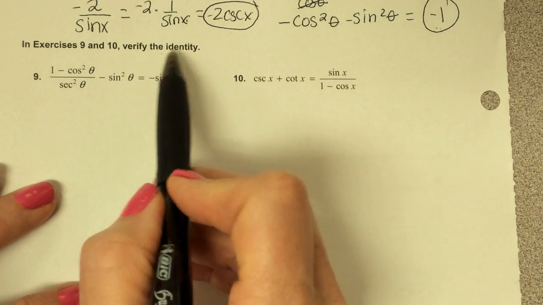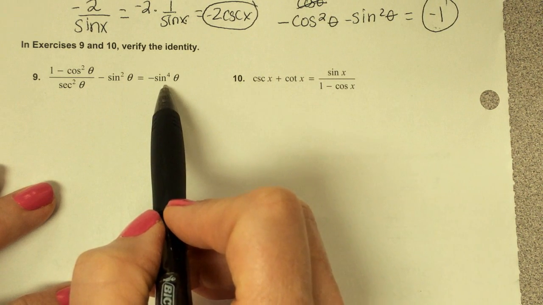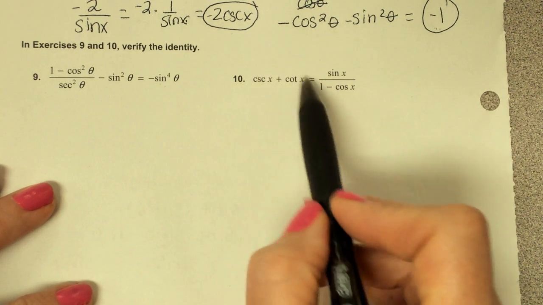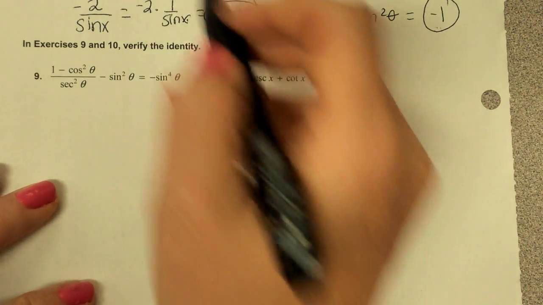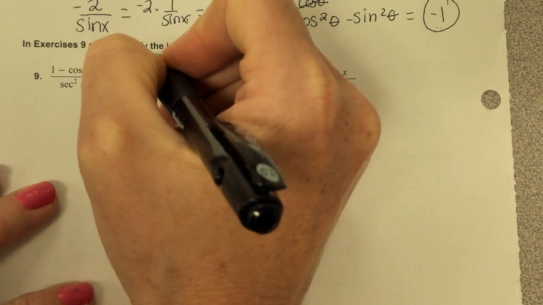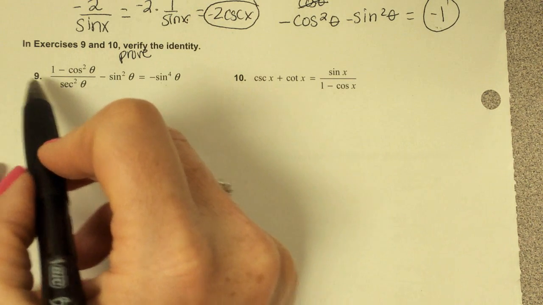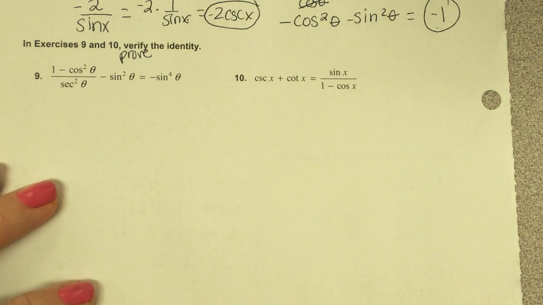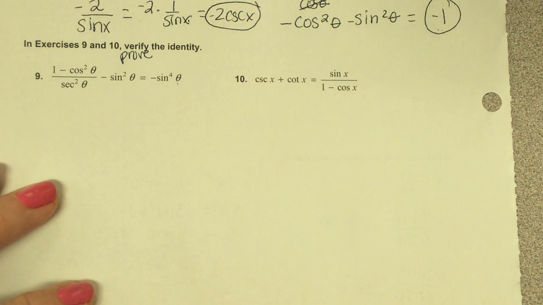Next, we're going to be verifying the identity. This is kind of nice because they're telling us what the answer should be. They're saying the answer to this should be that. The answer to this should be that. But we have to prove it. See, verify means the same thing as prove. So looking at this right here, we want to think of a way to do this. Can anyone think of something that we could do with this to try to make it look like that? Is there anything you know about it?